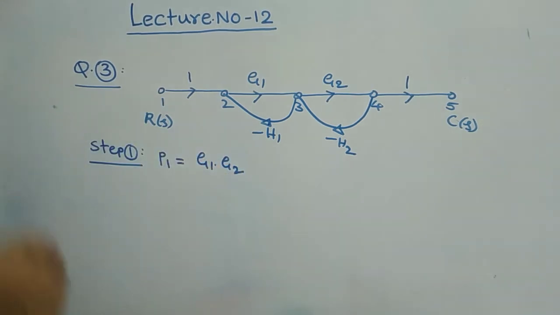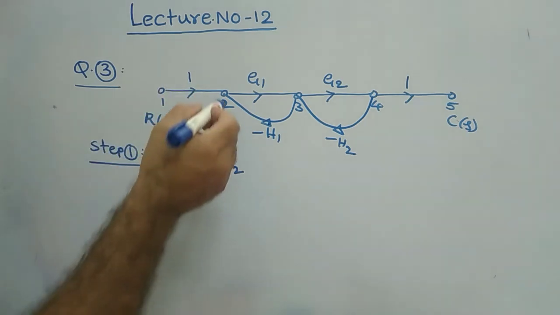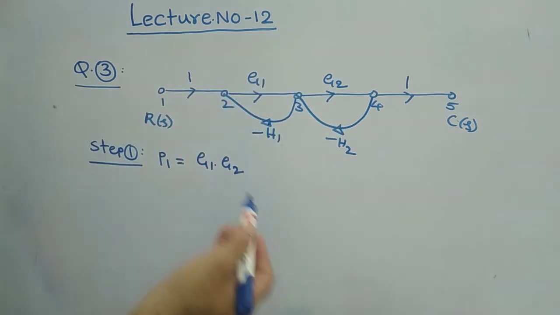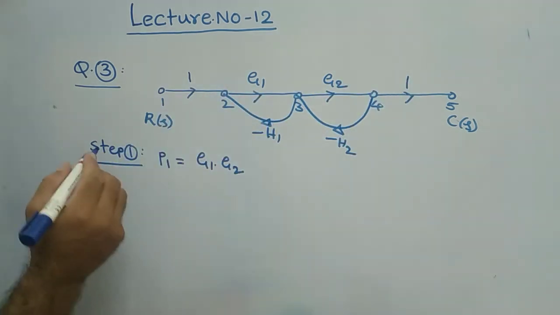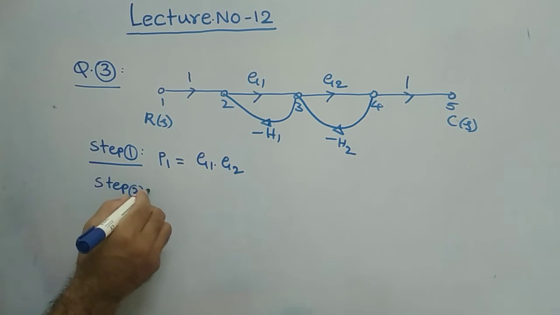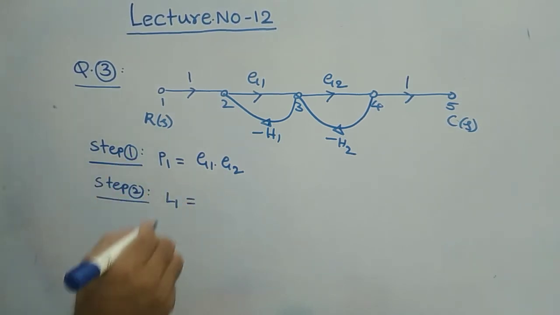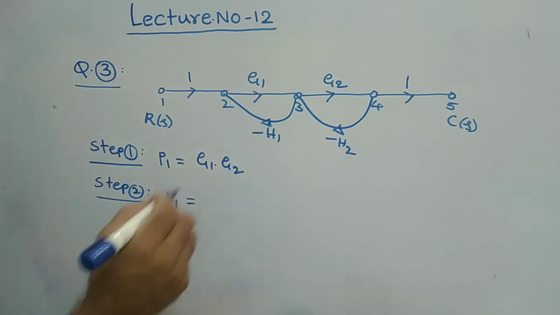That is the value of P1. Is there any other forward path available in this? There is no other forward path. You have only one forward path. Next, come to step number 2. What is step number 2? In step number 2, normally we concentrate on the individual loops.